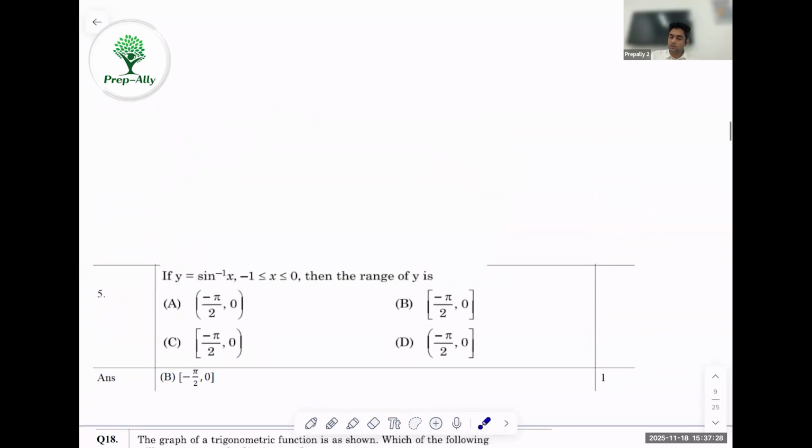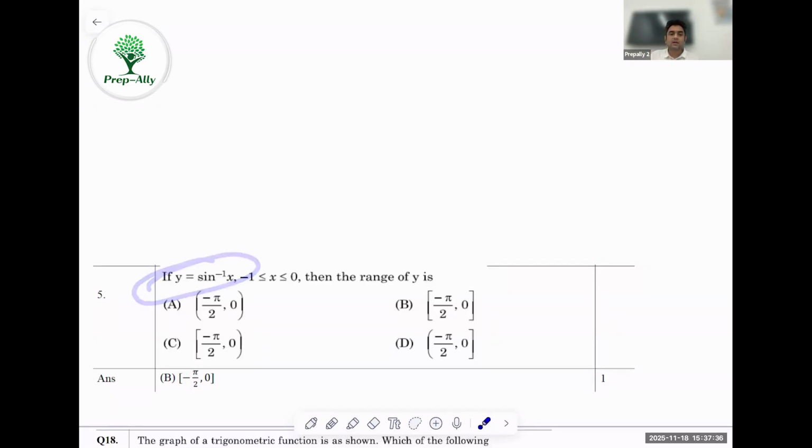So this is the first one of the questions which came last year. It's again a 1 mark question. The question is, if I have y equal to sine inverse x, and x goes from -1 to 0, then what will be the range? Now this question would be super easy if you know the graph.